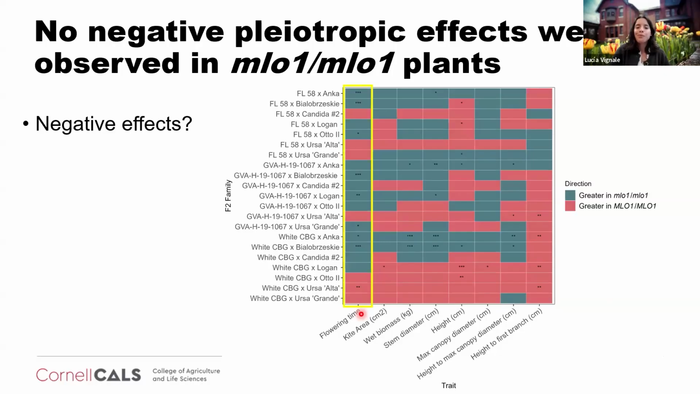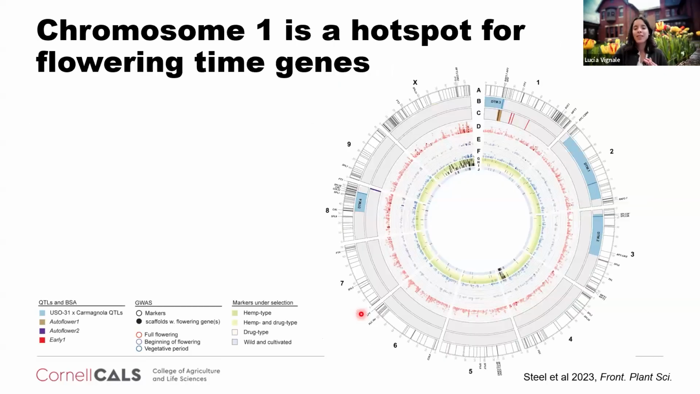So flowering time. Let's look at this circos plot with the chromosomes for Cannabis sativa, from 2023. And let's look at chromosome 1. That's where the MLO1 gene is, at the beginning of chromosome 1. We already know that there are multiple flowering time genes around that area.